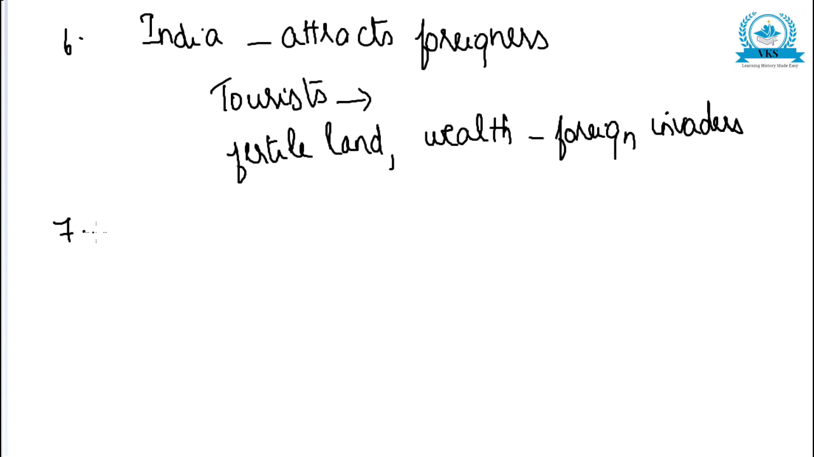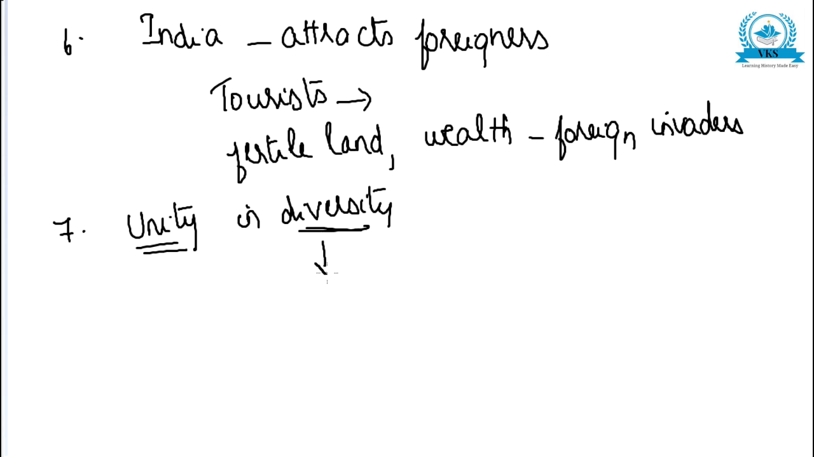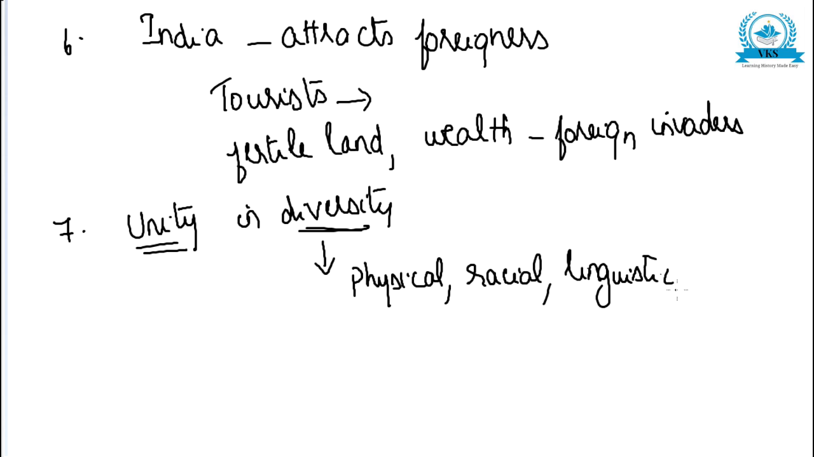And the last special feature which you have to write is unity in diversity. Unity in diversity is a very special feature of Indian history because India is a land of diversity. That is, India has physical diversity, racial diversity, linguistic diversity, that is, many languages are spoken in India, many religions are there in India, many types of physical features are there in India, so many diversities are there. In spite of all these, India is united. Okay, we are all united. There is some unifying force in India. So all these are the special features of Indian history. So this is how you write a 5-mark answer for special features of Indian history.